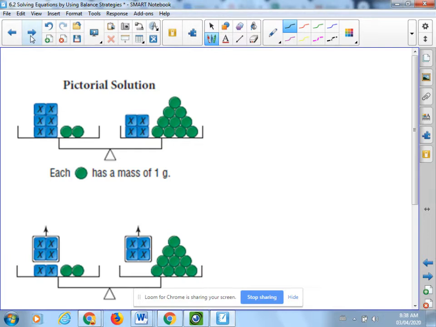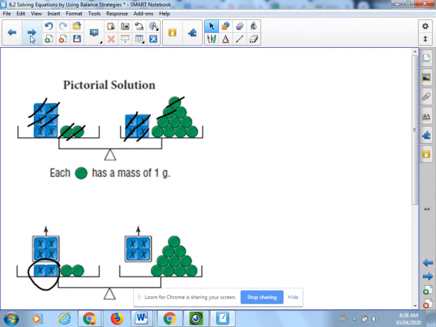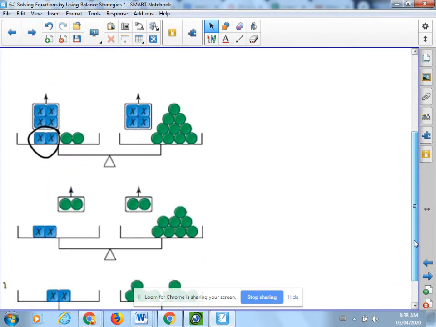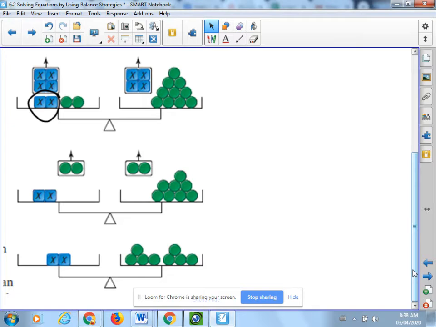You need to make it so you do not have variables on both sides anymore. So if I cross out an x on this side, I have to cross out the same amount on the other side. That is going to leave me with these 2x. I can do the same thing with my circles. This time I'm going to cross off these 2 because I want to have my 2 x's by themselves. And what I do to one side, I have to do to the other.